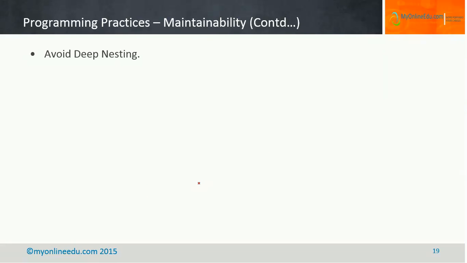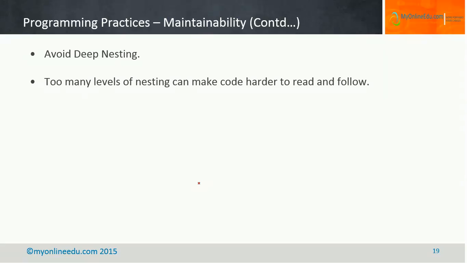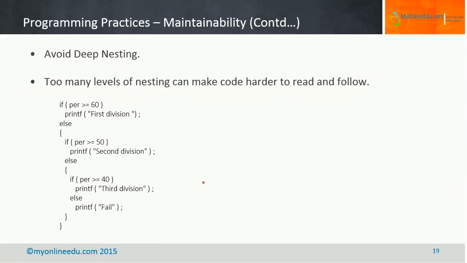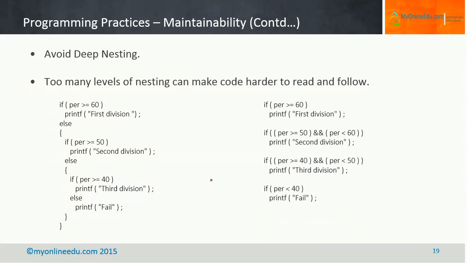Moving into the next slide, the next tip is to avoid deep nesting. Too many levels of nesting can make code harder to read and follow. So just take this example of two codes. It is doing the same thing, but there is one level of nesting here, then it goes to another level over here, then another level over here. So basically it is going to the third level of nesting.